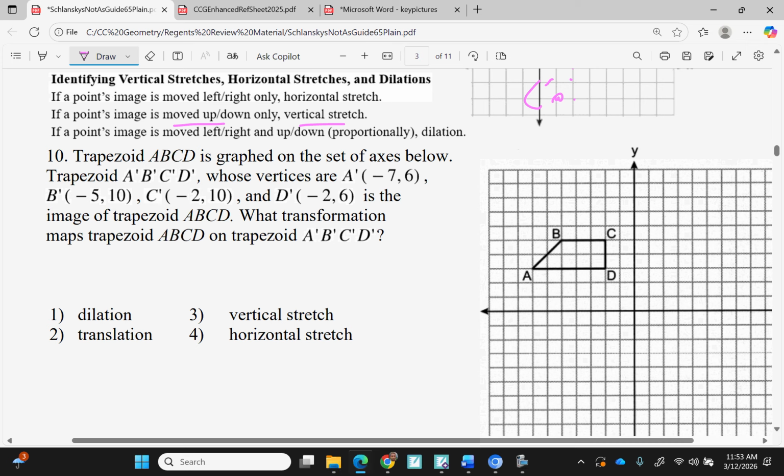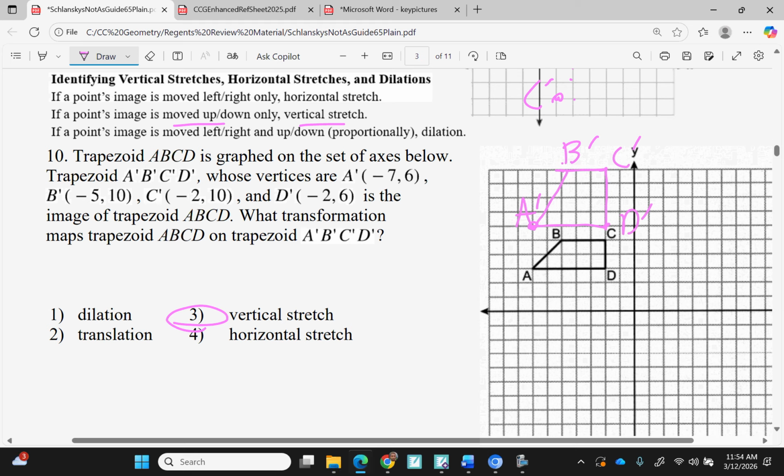So it says that A prime is -7, 6. It says that B prime is -5, 10. It says that C prime is -2, 10. And it says that D prime is -2, 6. So some of you can see it pretty clearly. What's happening to it? It's being pulled vertically. Therefore, it's a vertical stretch.